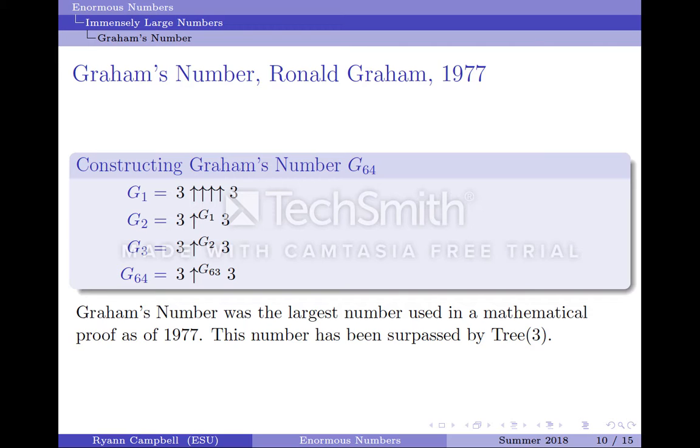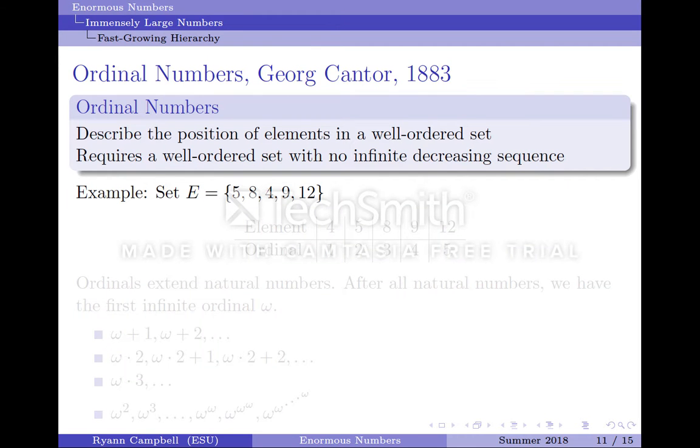And just so you know, Graham's number, we said, was the largest number used in a mathematical proof. It was used in a proof of Ramsey numbers, okay, with hypercubes. So let's talk about another way to talk about immensely large numbers, because sometimes even up arrow notation can't really express the numbers we're talking about.